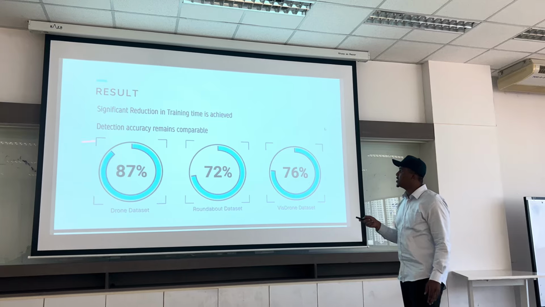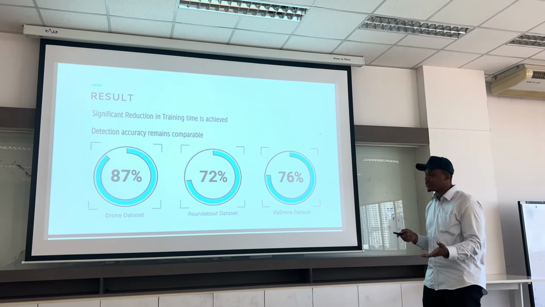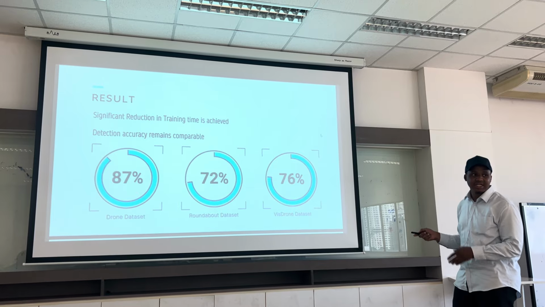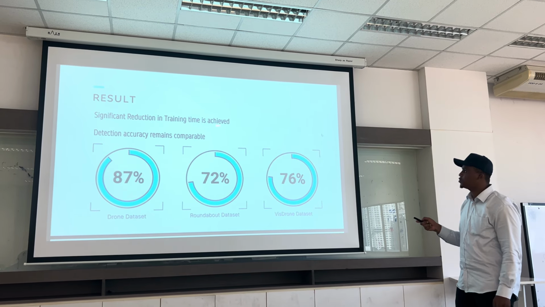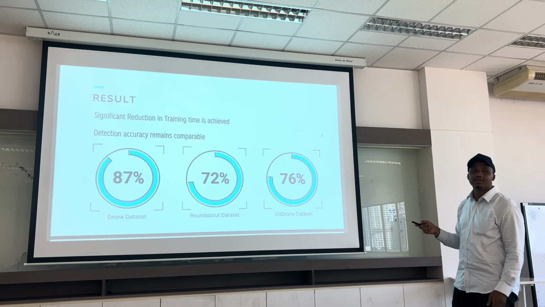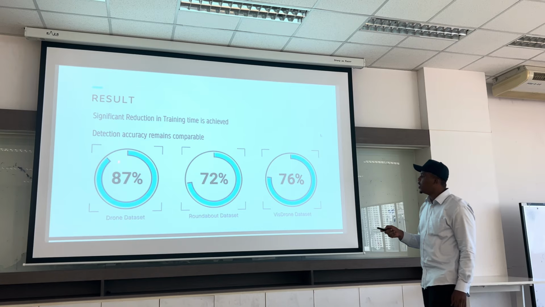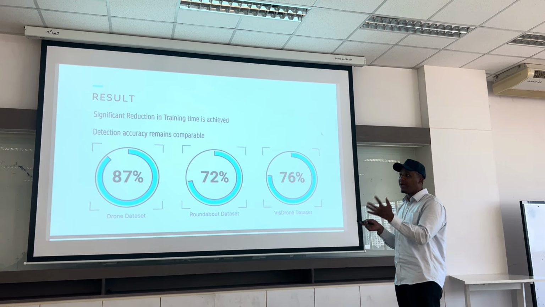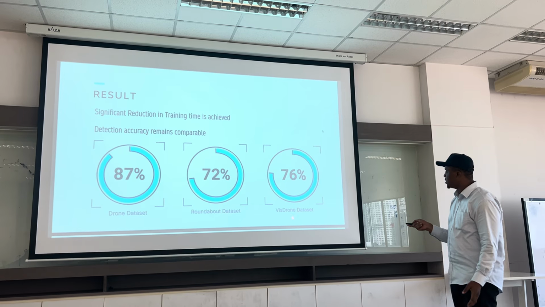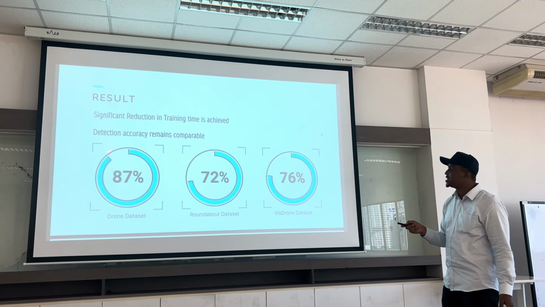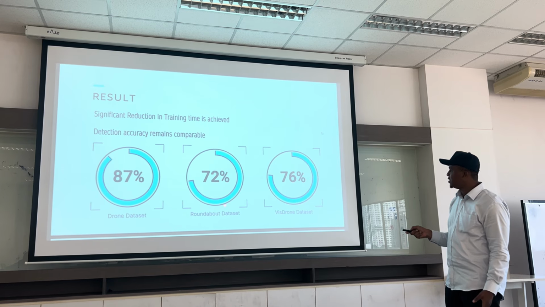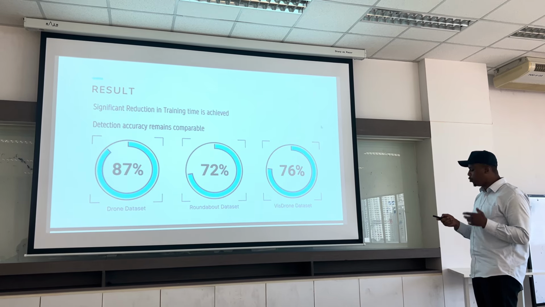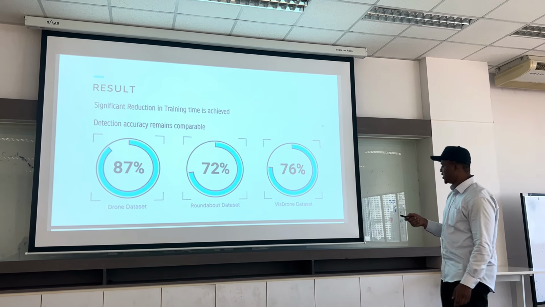So the result of this pre-processing algorithm: three different data sets were used, and a significant reduction in training time was achieved while detection accuracy remained comparable. You have 87% from the drone data set. These two are data sets from Spain, while this one is from a China data set. So they had an 87% reduction in training time. Here they had a 72% reduction, while this one had a 76% reduction in training time, while still maintaining detection accuracy.